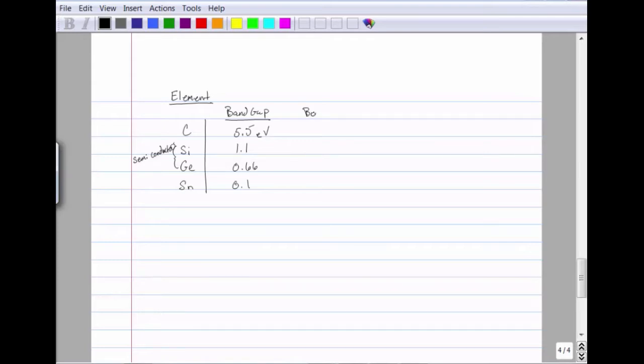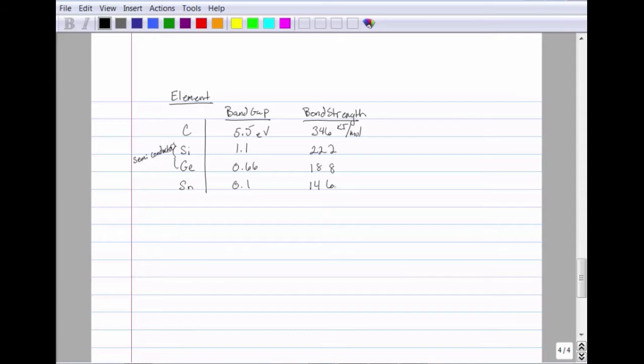The bond strengths differ, as you might be able to guess. Carbon has the strongest bond, it's 346 kilojoules per mole. Tin has the weakest bond. Carbon has the most covalent nature, so it has the largest band gap. Tin has the least covalent nature, so it has the smallest band gap.